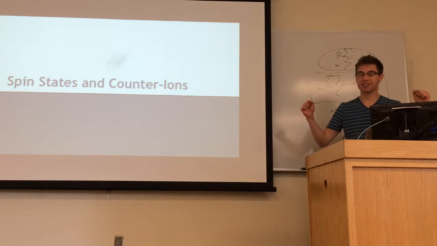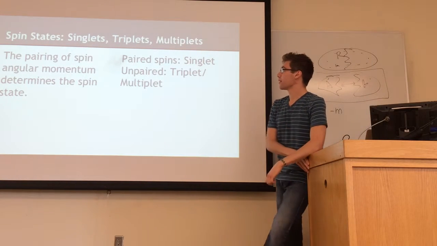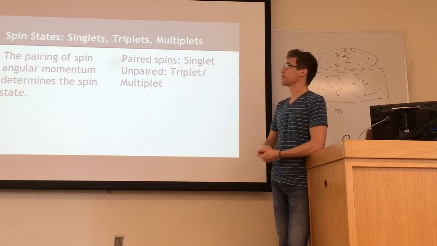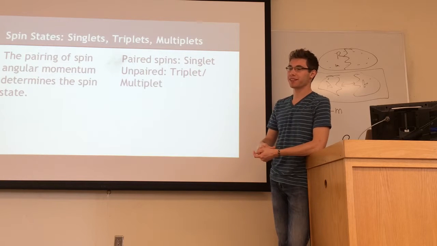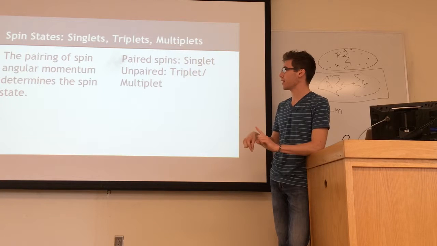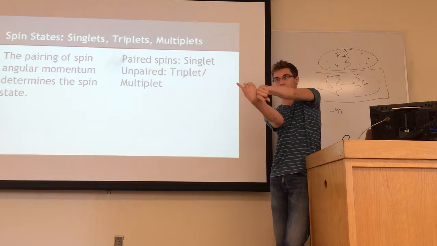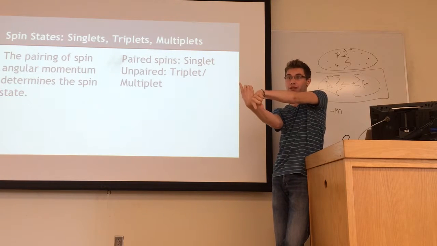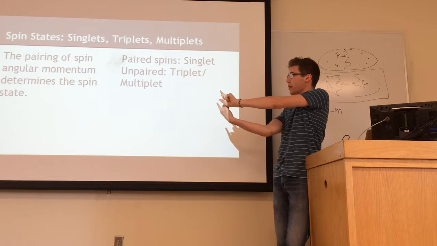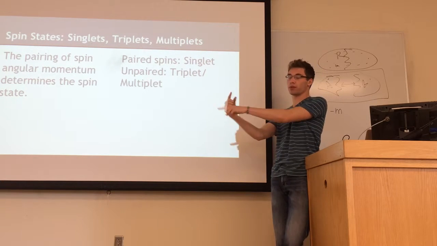Let's talk about spin states and counterions, shall we? So, we have singlets, triplets, and multiplets. They're fun things, and they're determined by the pairing of the spin angular momentum of electrons. When we have paired spins, anti-parallel, the angular momentum adds to 0, and we have a singlet. When they're unpaired, they add to something other than 0. We have a triplet or a multiplet.